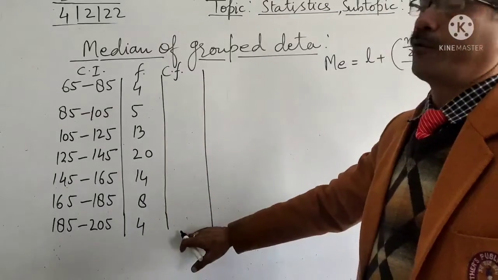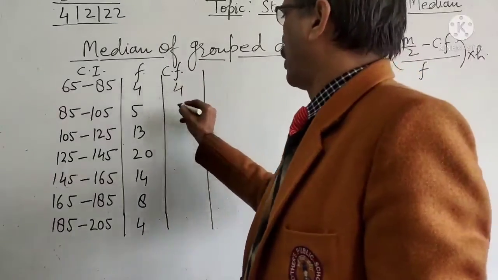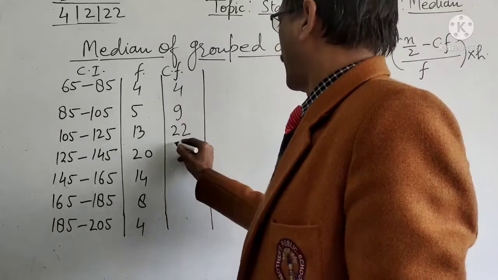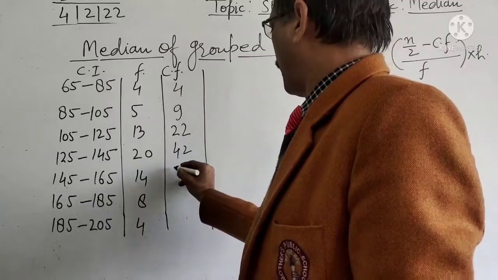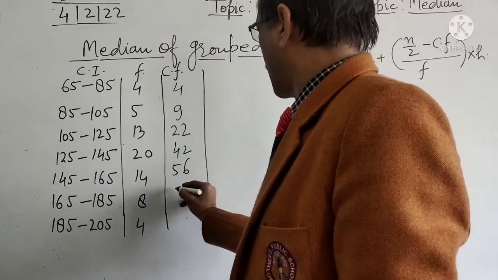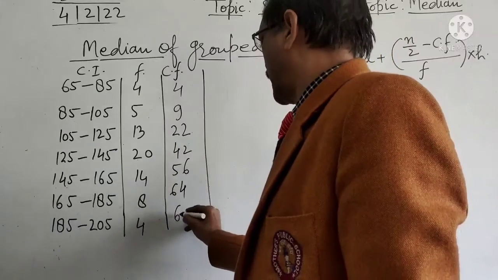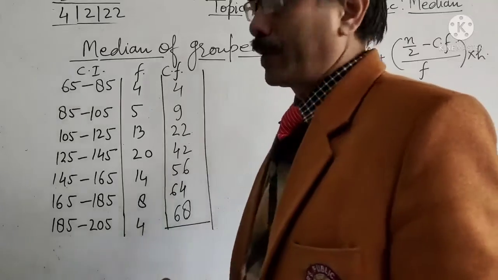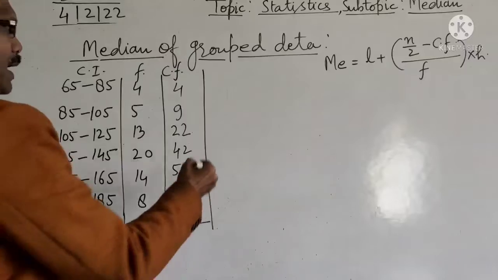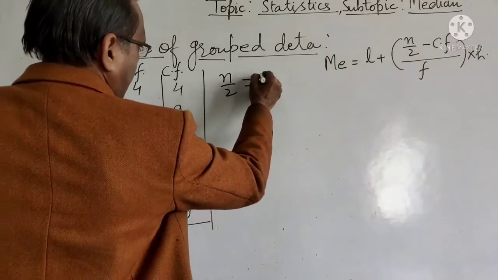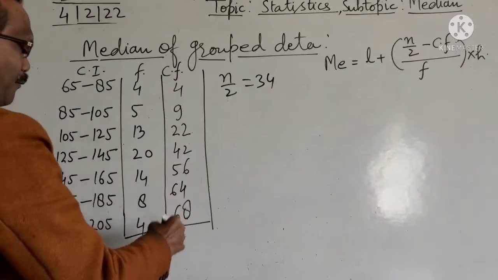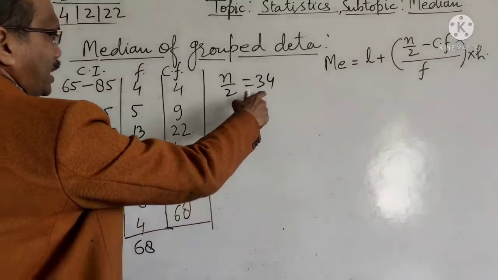Then we will find the cumulative frequency. It is 4, 9, 22, then 42, then 56, then 64, then 68. Now, the sum of frequencies is also 68. So, N by 2 is 34. Now, let us see where N by 2, which is 34, belongs.